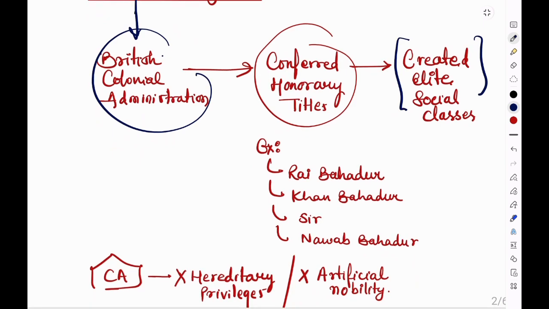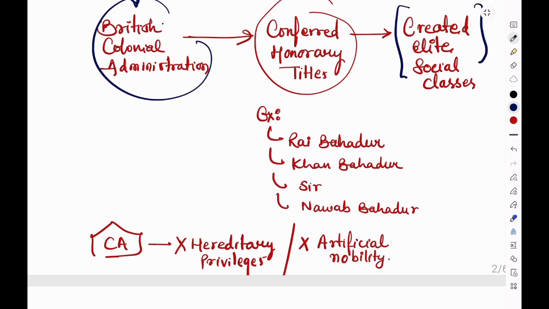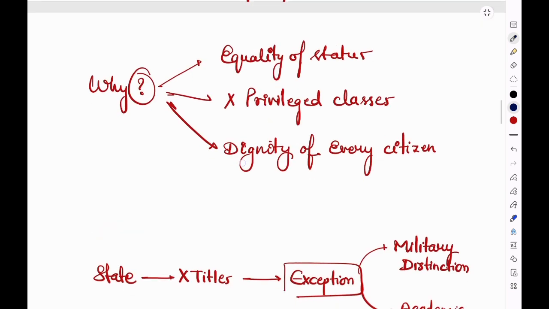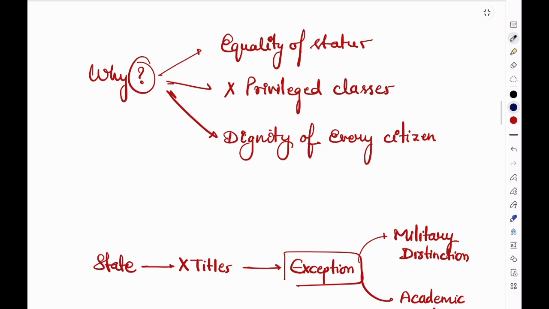But the Constituent Assembly rejected hereditary privileges and chose what? Republican equality. And that's why they incorporated Article 18 of the Indian Constitution. The Constituent Assembly wanted to establish equality of status, avoid the creation of any sort of privileged classes, and ensure the dignity of every citizen.